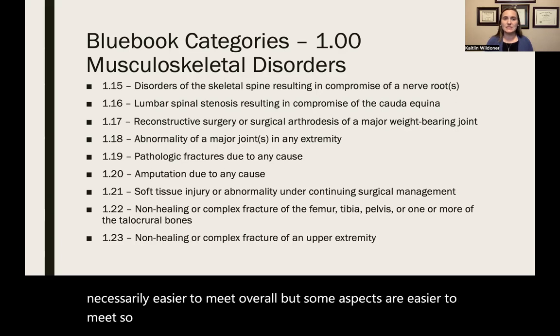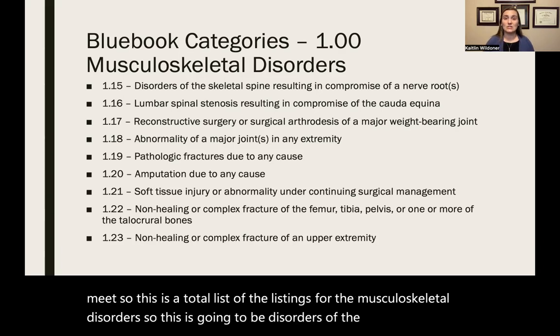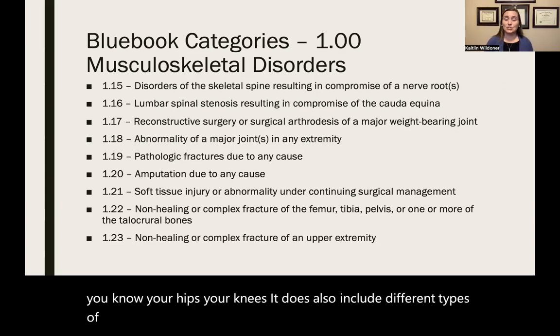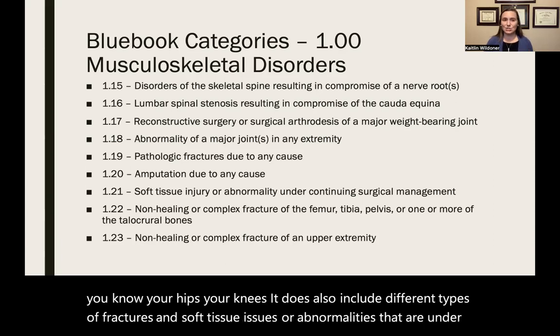So this is a total list of the listings for the musculoskeletal disorders. So this is going to be disorders of the spine, disorders of your hips, your knees. It does also include different types of fractures and soft tissue issues or abnormalities that are under continuing surgical management.